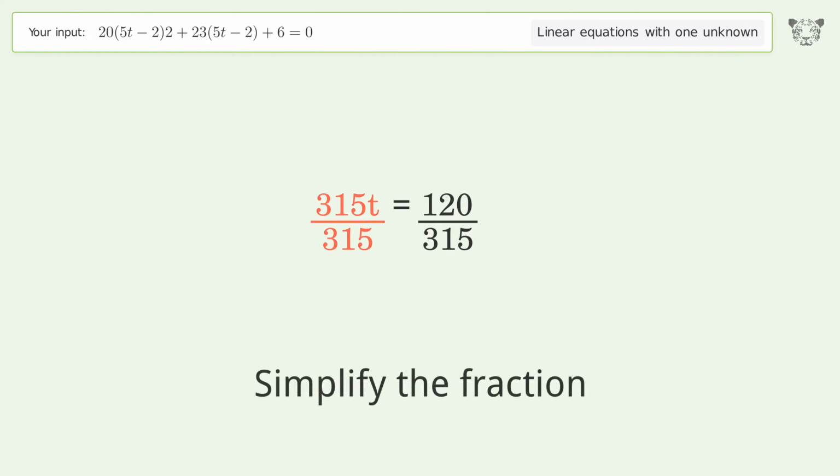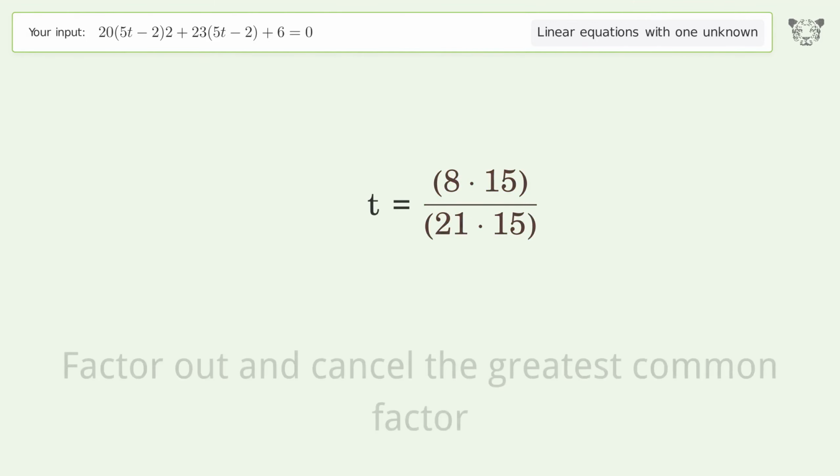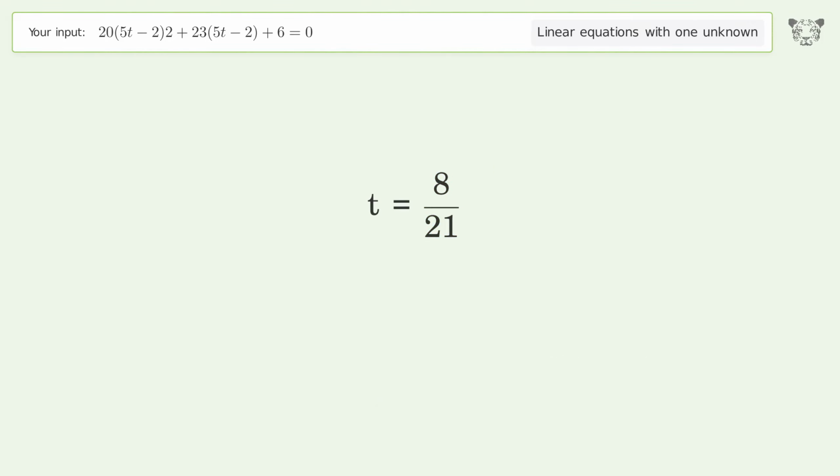Simplify the fraction. Find the greatest common factor of the numerator and denominator. Factor out and cancel the greatest common factor. And so the final result is t equals 8/21.